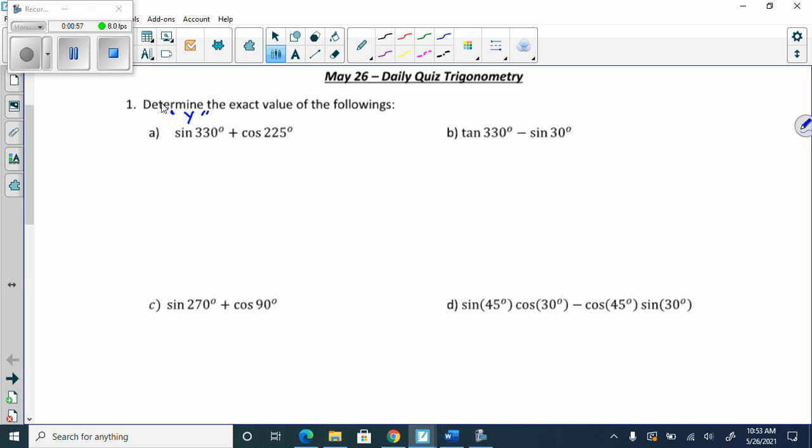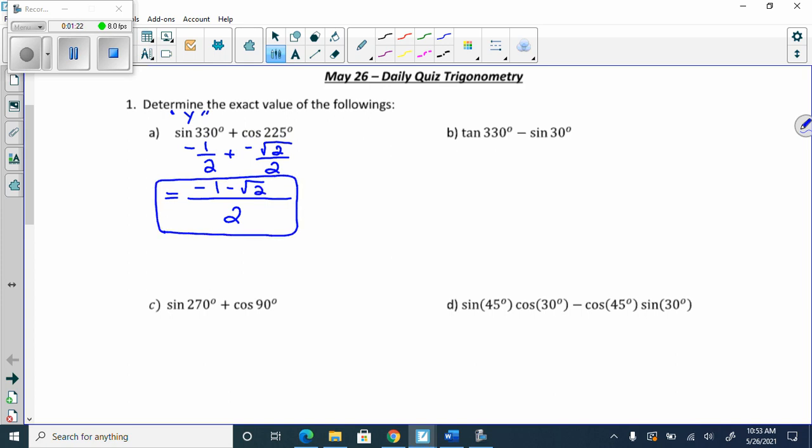So we have cos 330. 330 is what? What's the y at 330? Negative 1/2. And then cos of 225 is negative root 2 over 2. And now we have a common denominator, so we can write it all over 2, and then we just rewrite the top. Negative 1 minus root 2. Done. That's exact values.